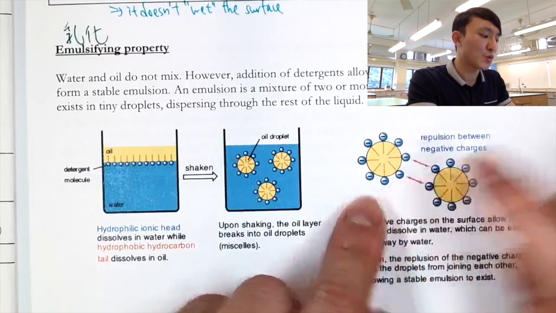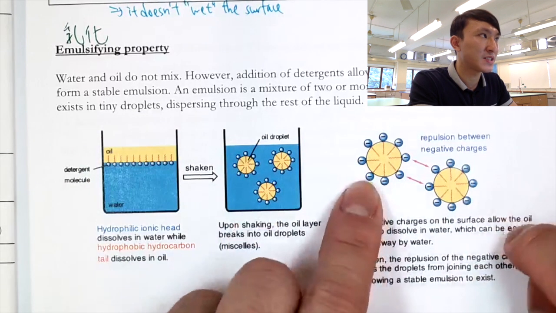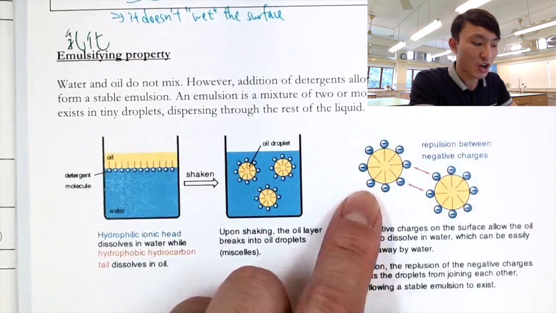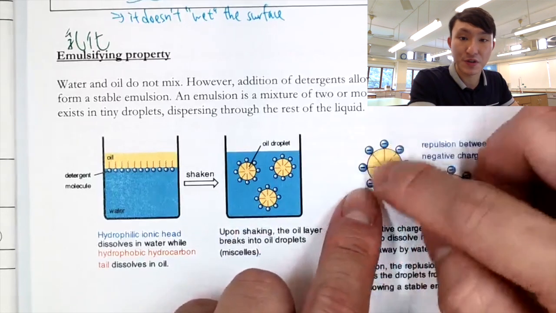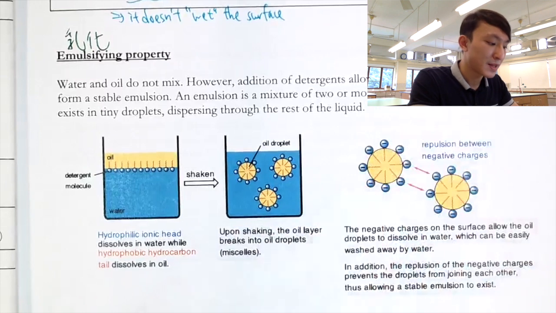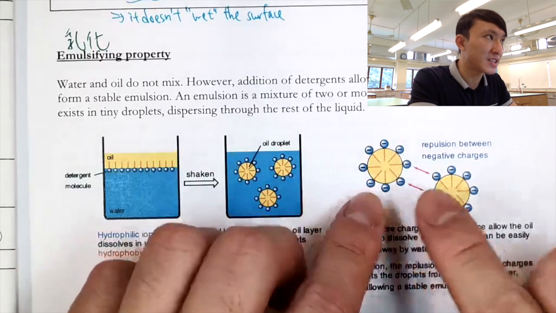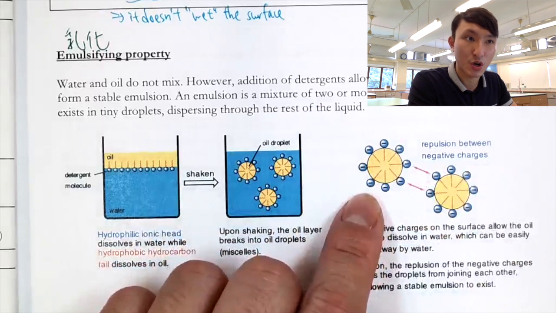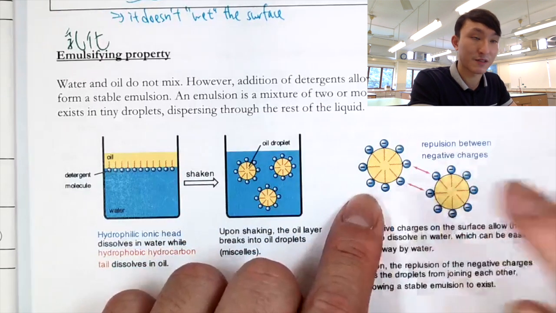Okay? So that's why when we shake it, it will form this kind of oil droplet with a negative charge spread over the surface of the sphere. Now, you also notice that this oil droplet is bearing a negative charge. So it is soluble in water. It is soluble in water because it has a negative charge.